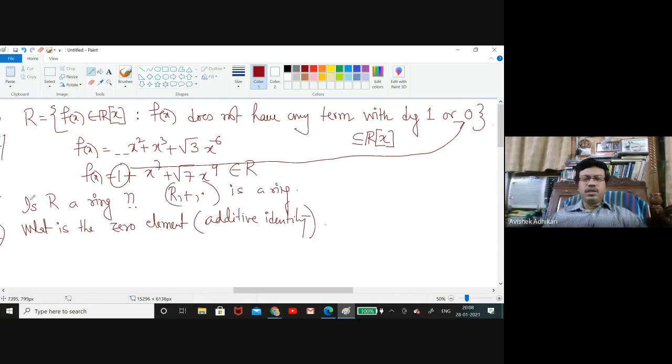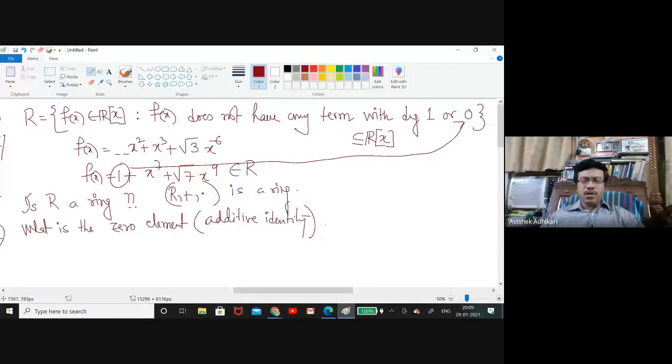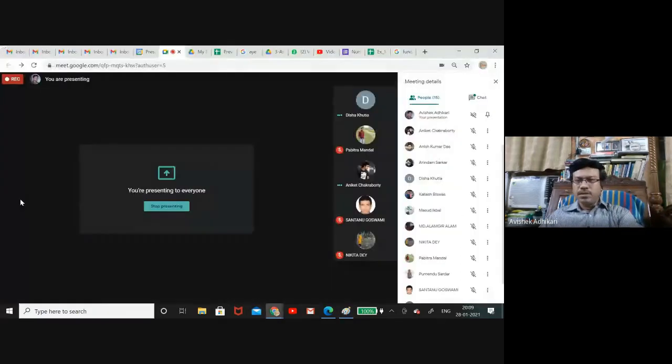So what is the additive identity element of R? Actually, it is a polynomial, f(x) equals the zero polynomial. By convention, that polynomial has degree minus infinity. No, it depends. It's mostly okay. Let me ask some other guy. Okay, let me ask whom.